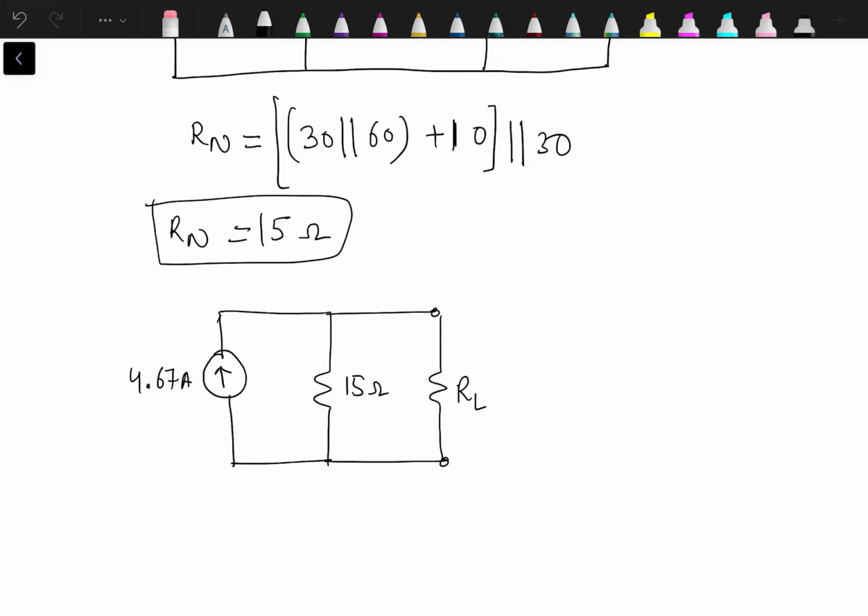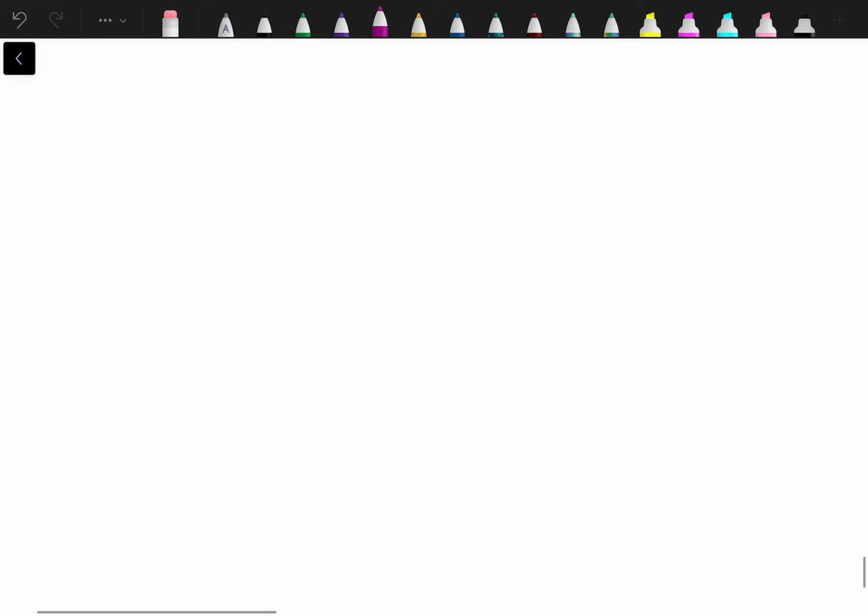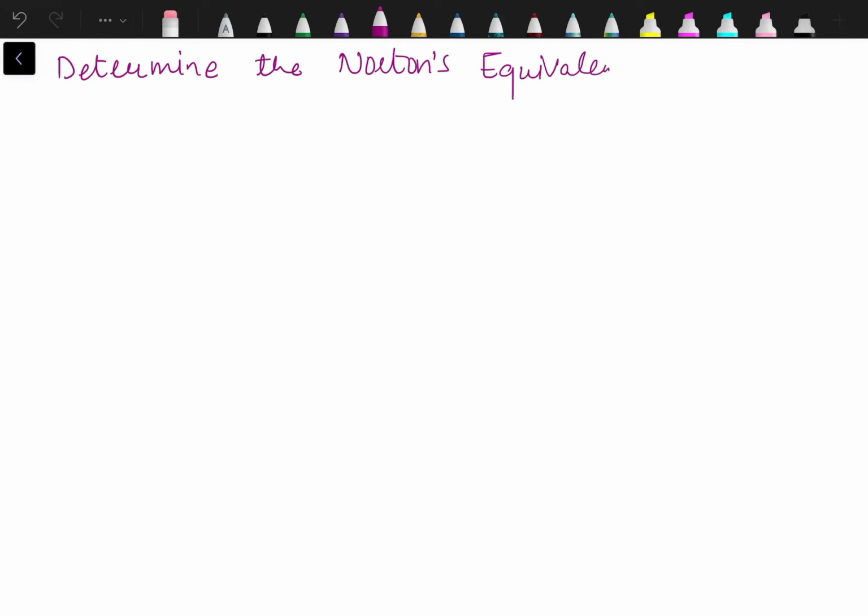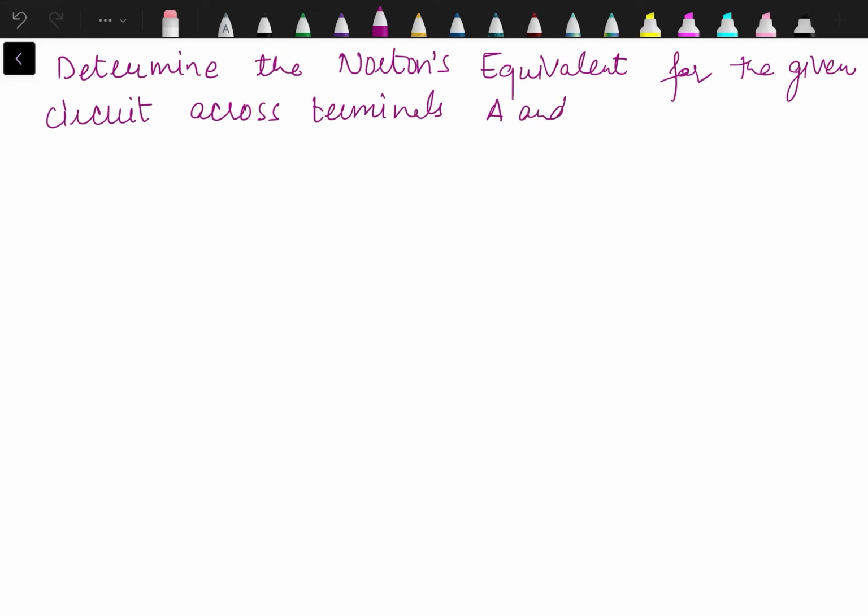Now the last problem which we consider over here. The statement is: determine the Norton's equivalent for the given circuit across terminals A and B.